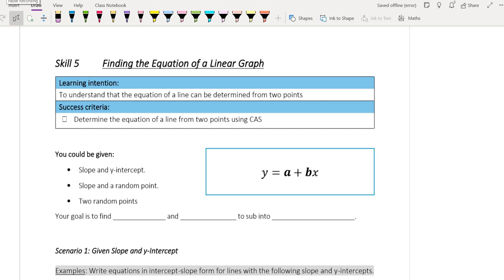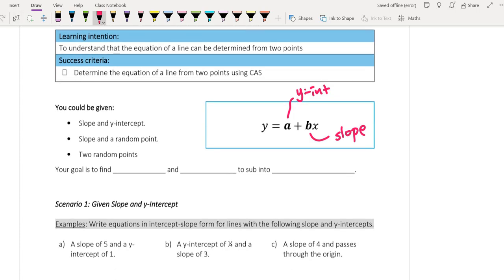In this lesson, we're looking at how to find the equation of a linear graph. When we're dealing with linear, you always need to know that this is the form that we're following. In this format, we have the y-intercept as a, and we have the slope as b. So our goal, using whatever's given to us, is to find those two values, a and b, the y-intercept and the slope.